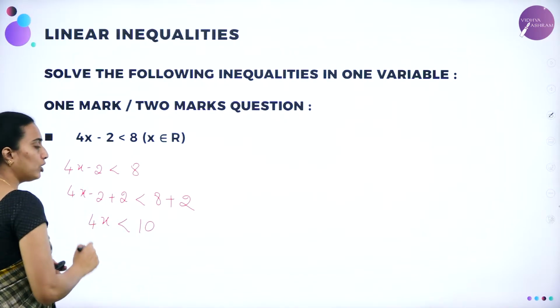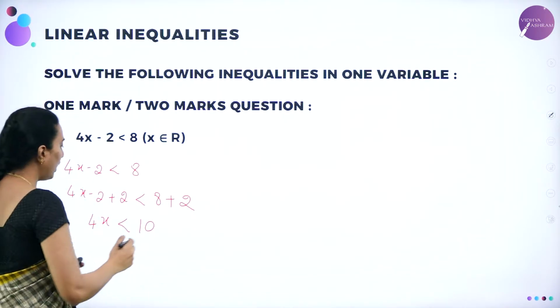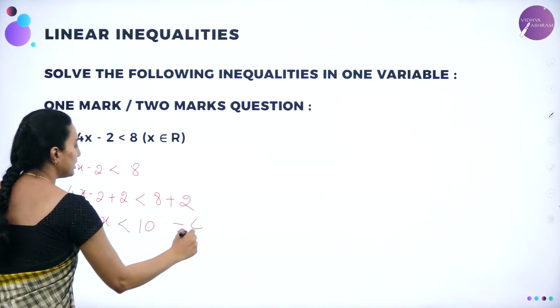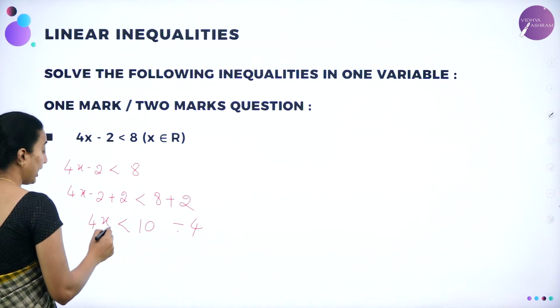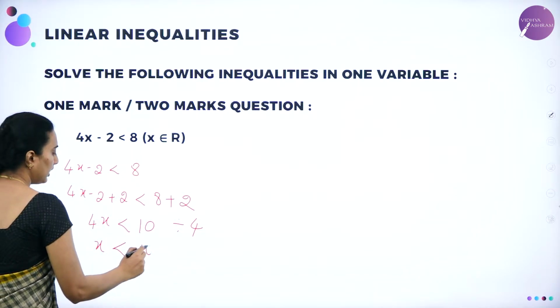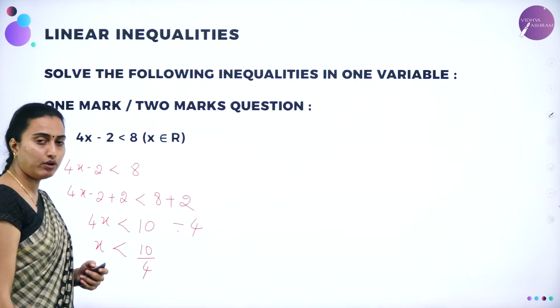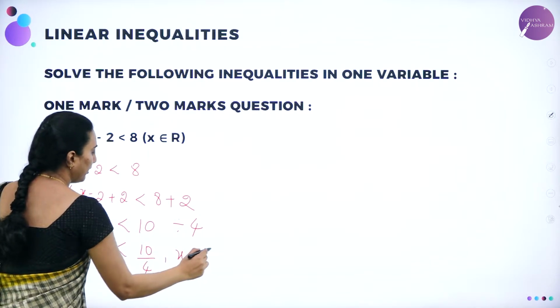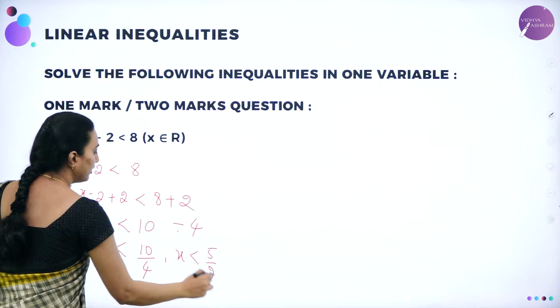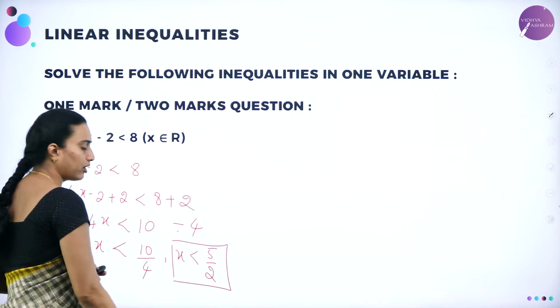10. Now I want only the x term on the left hand side, so I am going to divide by a positive integer, which is nothing but 4. Now 4x by 4 is x, and x is lesser than 10 divided by 4. Now if you want, you can cancel by 2, which I can write as x is lesser than 5 by 2. Okay, so this is the answer you are going to have.